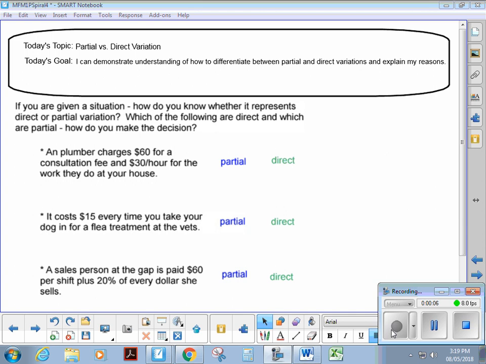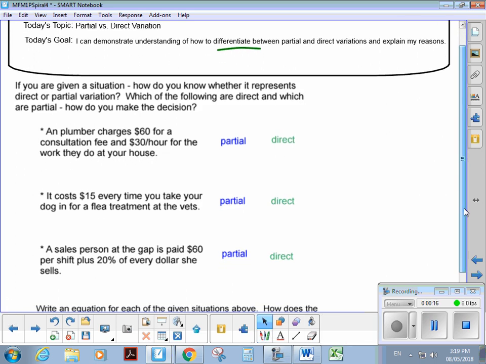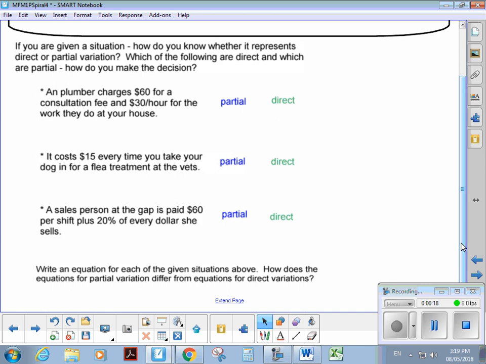So we're revisiting partial and direct variation, okay? And all I want you to be able to do is differentiate, be able to tell the difference between them and explain your reasoning. All right, so if you're given a situation, how do you know whether it's direct or partial? So we're going to go through the following three examples and figure out which is which. This is the strategy I would use.